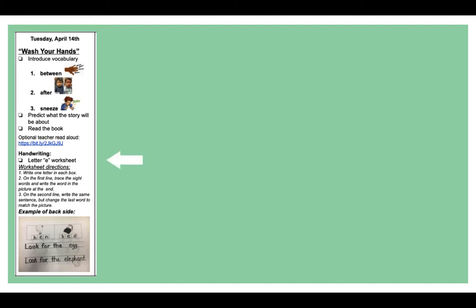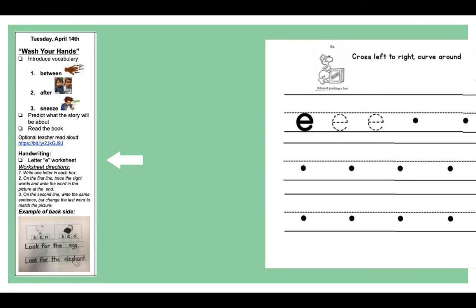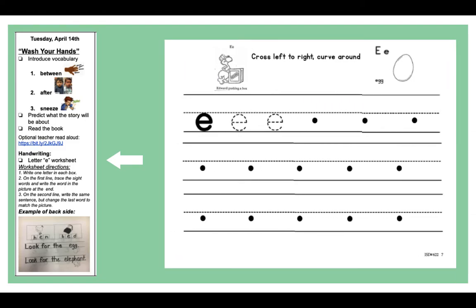After you're done with that story, the next thing you're going to be doing is working on our new handwriting worksheet, which is the letter E. When we make a little letter E, we draw our line over, we cross from the left to the right. So that's that little line over and then curve around. So cross left to right, curve around. Every time you see a dot, there's where I want to see that letter E, Kinder friends.